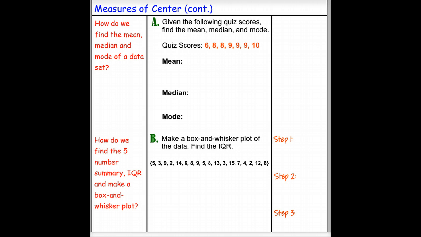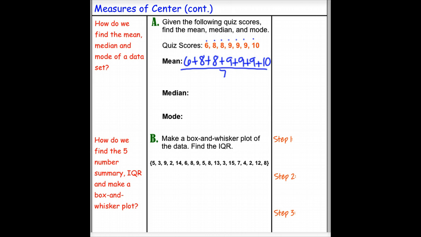So now that we've had a chance to take a look at the vocab, let's look at some problems. Our first problem we have here is, given the following quiz scores of 6, 8, 8, 9, 9, 9, and 10, find the mean, median, and mode. And so what we want to do here is take 6 plus 8 plus 8 plus 9 plus 9 plus 9 plus 10, and we're going to divide it by 1, 2, 3, 4, 5, 6, 7. And one thing you want to be careful about, especially if your calculator does order of operations for you, is to make sure that you have the addition either done first and then hit enter and then divide by 7, or make sure that you have a set of parentheses around the addition.